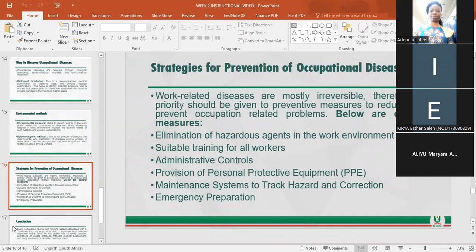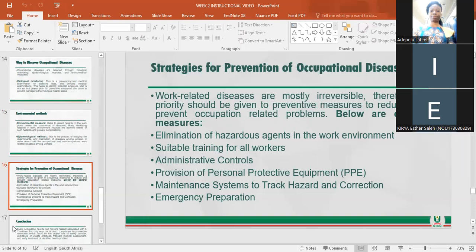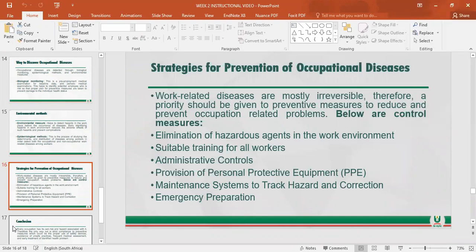We also have strategies for prevention of occupational diseases. Basically, we have elimination of hazardous agents in the work environment, suitable training for all workers, administrative control, provision of personal protective equipment, a maintenance system to track hazards and correction, and emergency preparation.